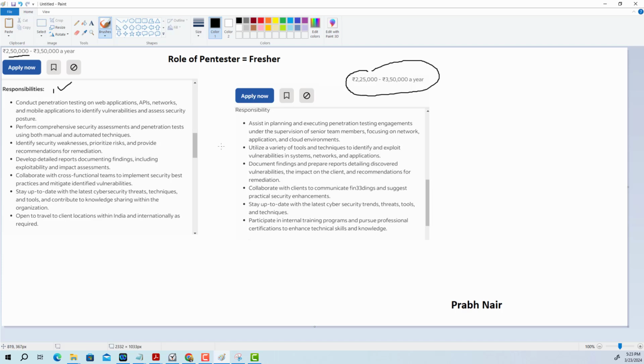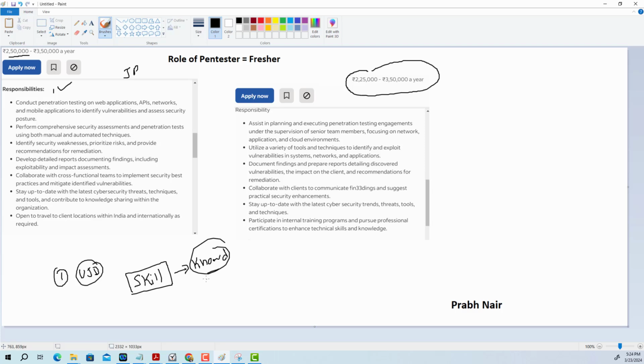Now what mistake people make is they just see the opening, suppose junior pen tester, and start applying for the job. Don't do that. The first fundamental rule is that you need to understand the job description. When you're talking about any job, it is based on the skill you have and how you get the skill based on the knowledge you adopt.